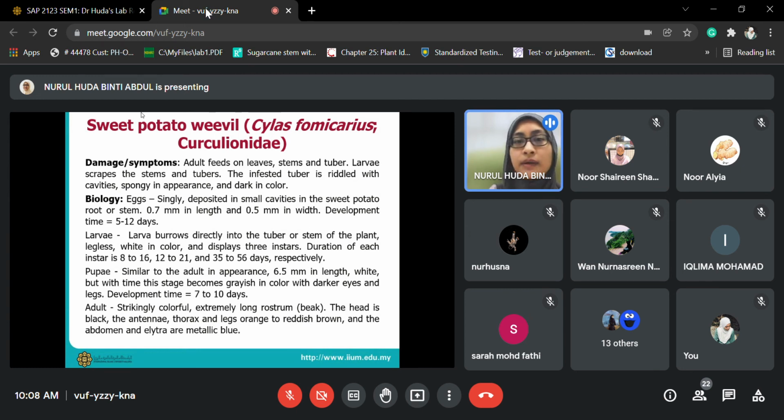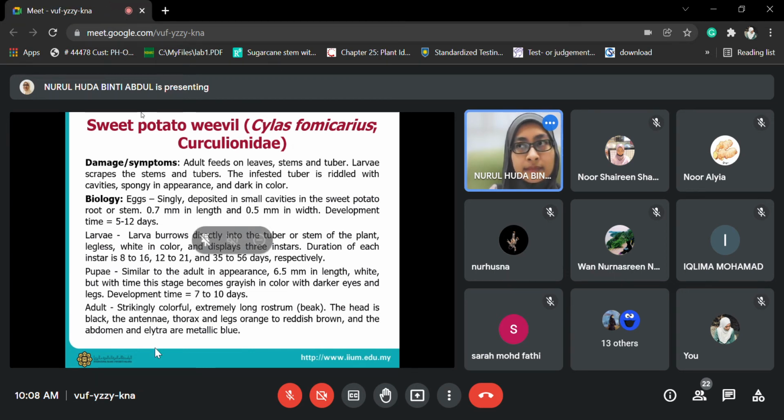What is the order for this family? Coleoptera. Yes, Coleoptera. Okay, so Curculionid. Weevil is a Coleoptera. Beetles are also Coleoptera.